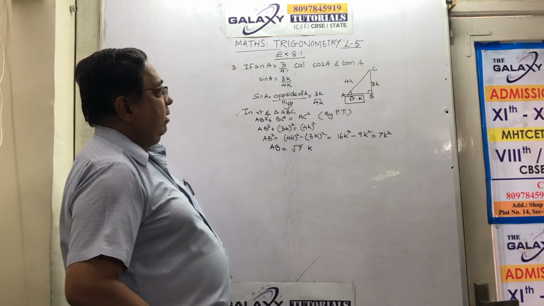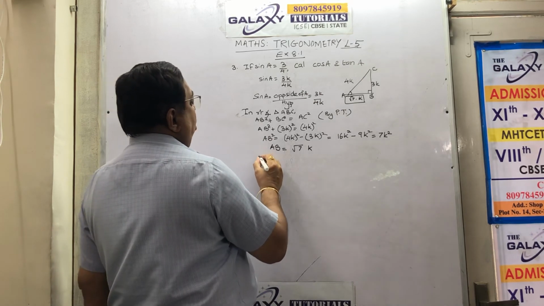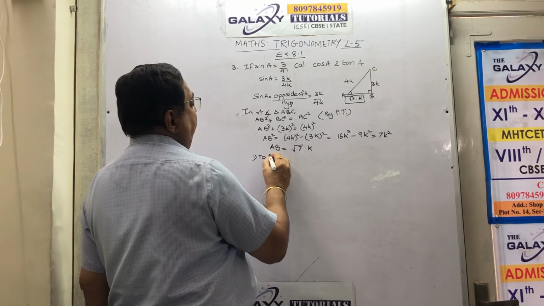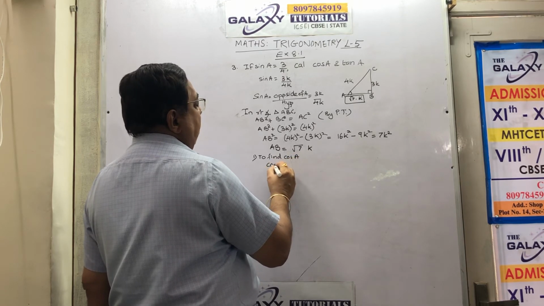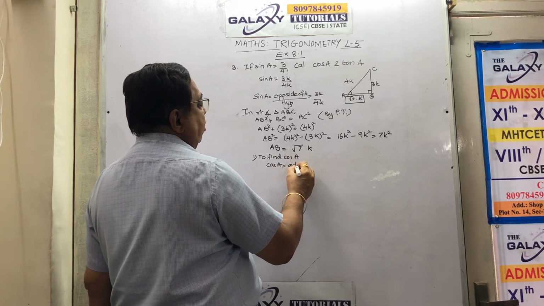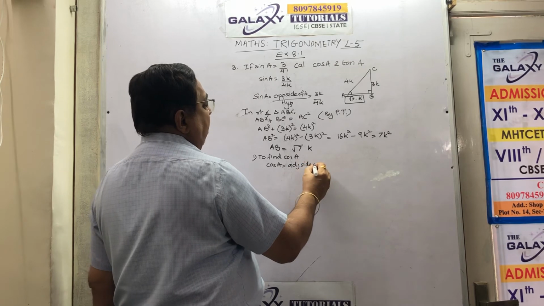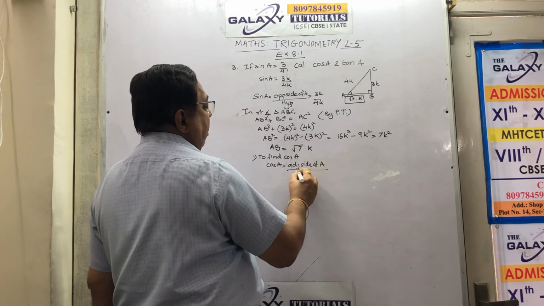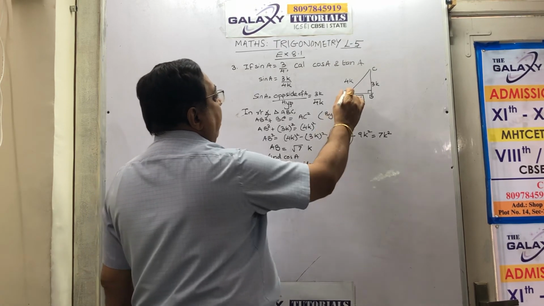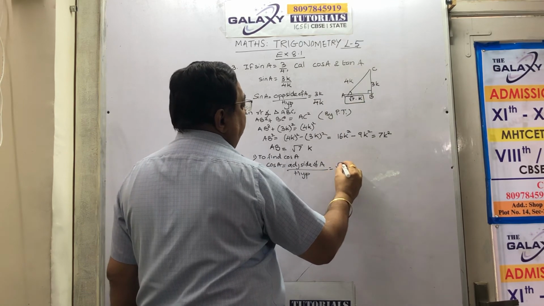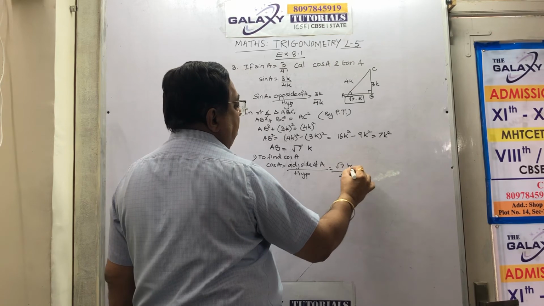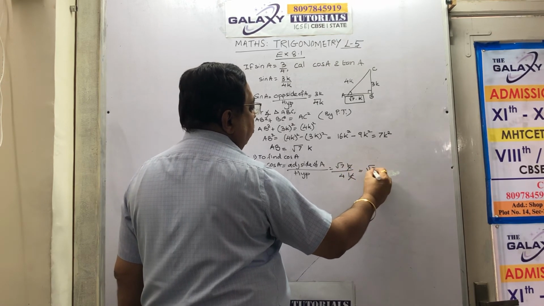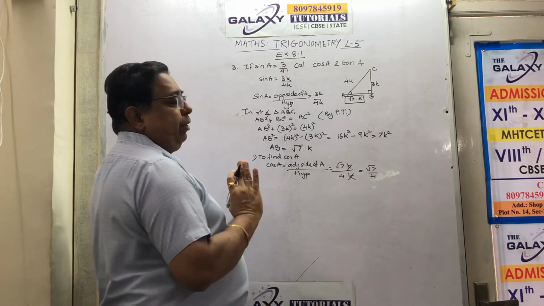Three sides are ready. Now calculate cos A first. Cos A is the adjacent side of A divided by the hypotenuse. Adjacent to A is root 7k and hypotenuse is 4k. K cancels, answer root 7 by 4. No need to solve root 7.